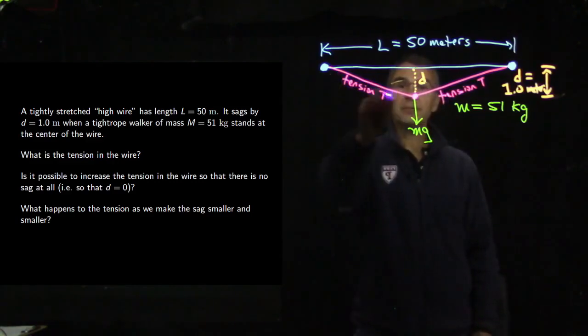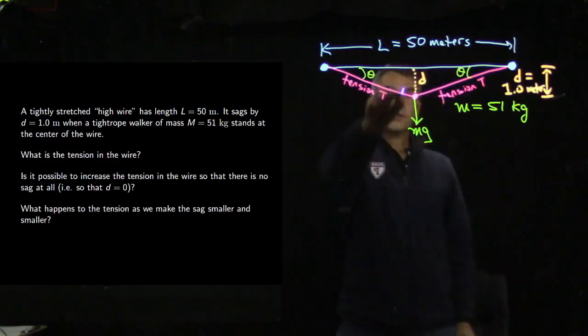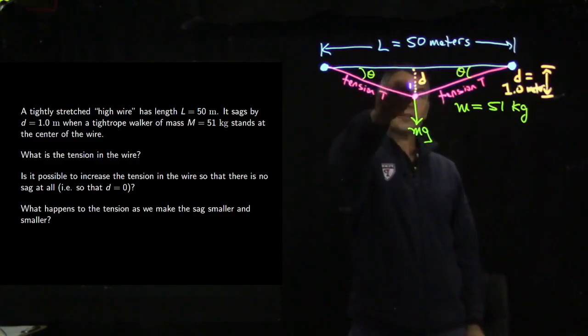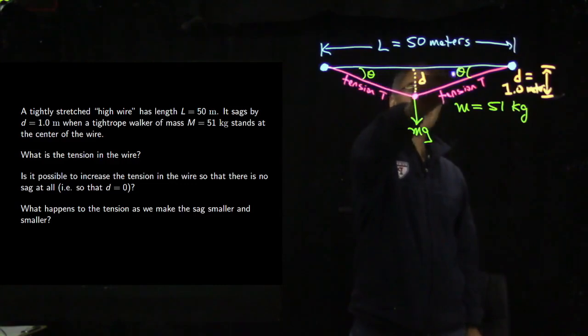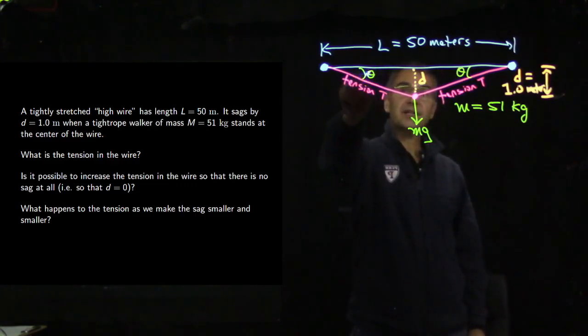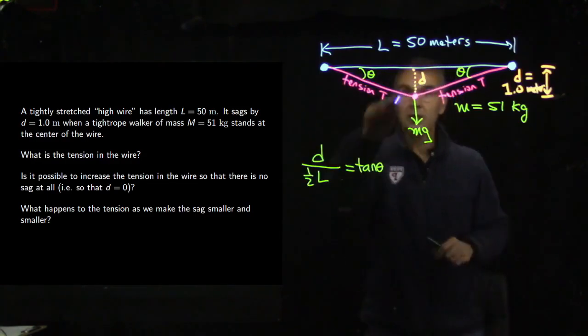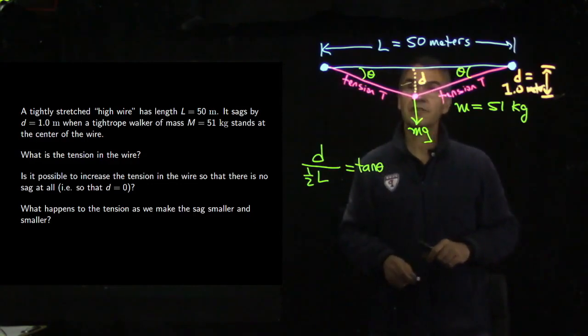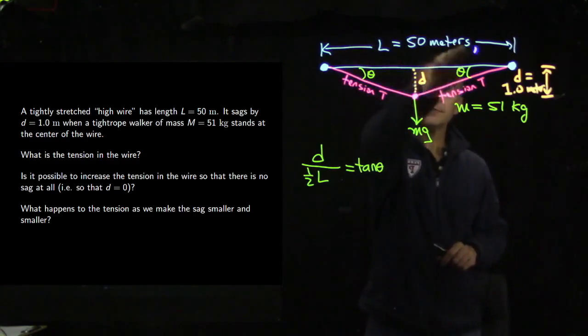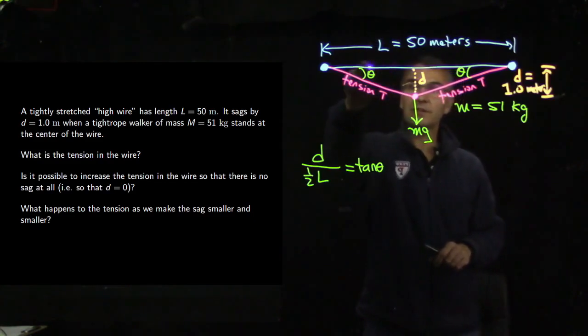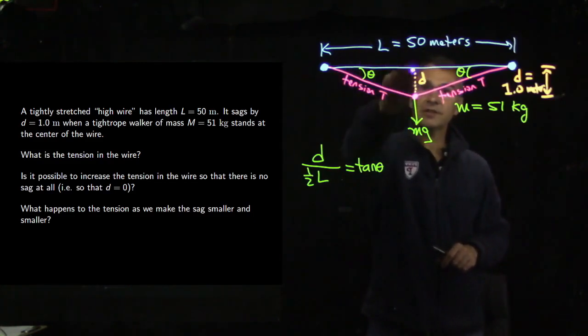So I think we want to know how big is the tension to support this. So the situation is symmetric because the person is in the middle. So this angle theta is the same as this angle theta. And the tangent of this angle theta must be d over a half L. So I claim that opposite over adjacent, which is a tangent, must be this little d divided by half of this big L, because adjacent here is 1/2 L, and opposite here is d.